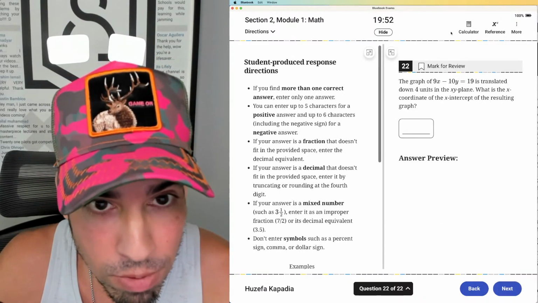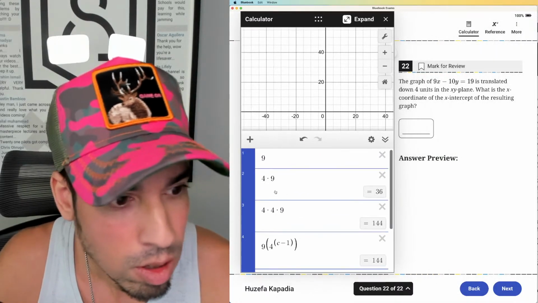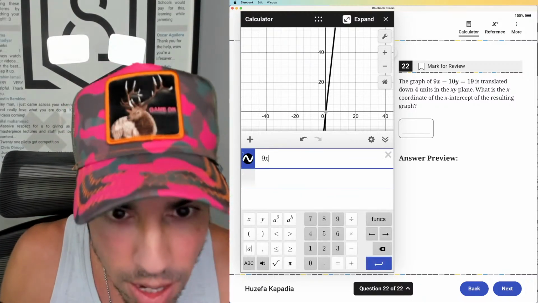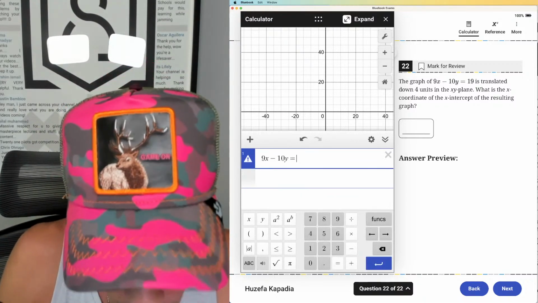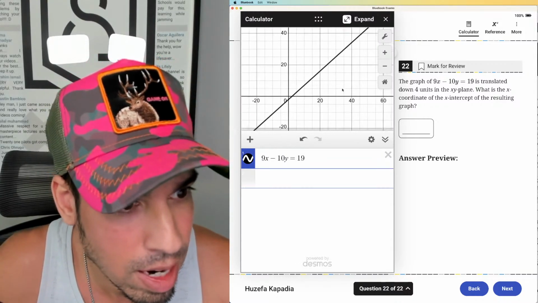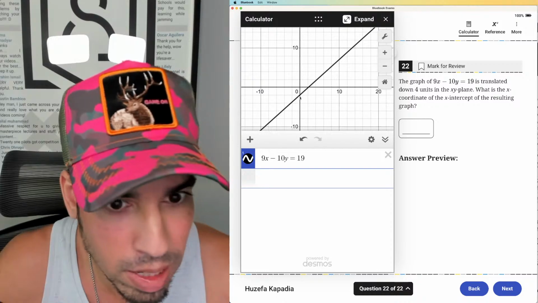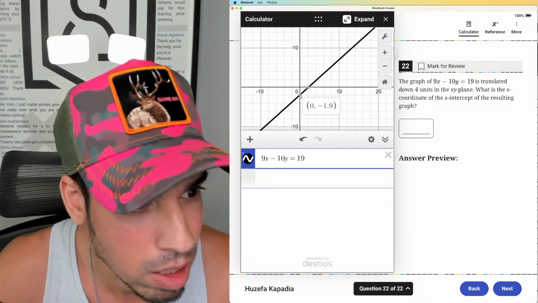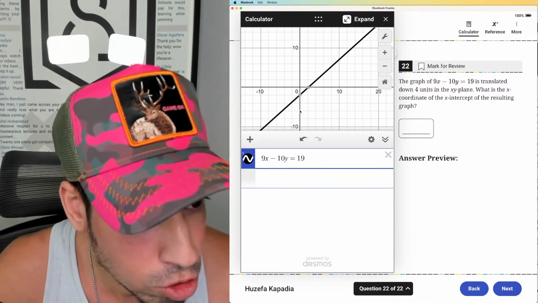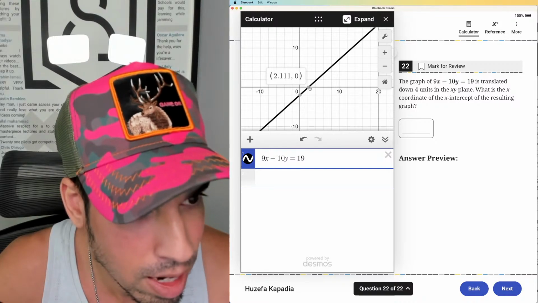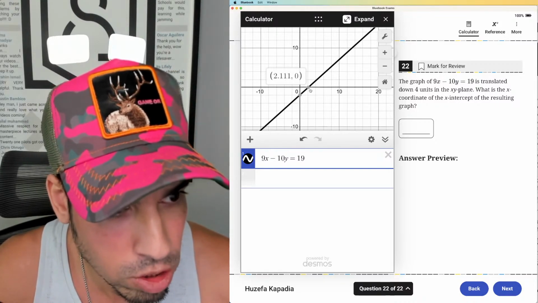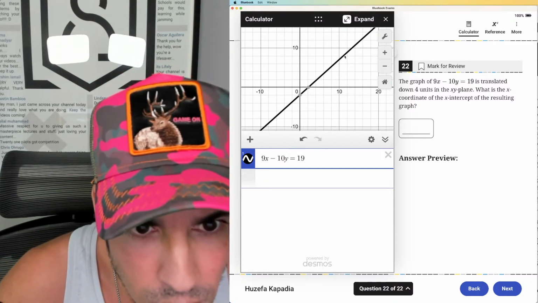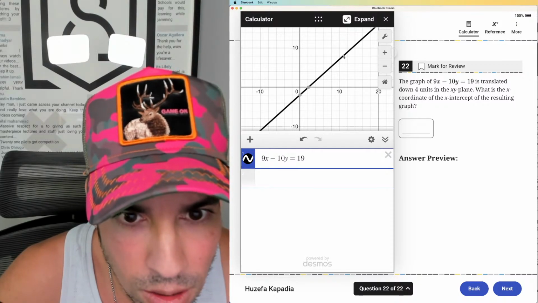Okay, this one is great for Desmos. Watch this. Hold on one second. So we got 9x minus 10y equal to 19. And they said it's translated down 4 units in the xy plane. Well, look, check this out. I can't really annotate, but if we're going 4 units down, we go 1, 2, 3, 4. And we want to know what's going to be the new x-intercept. So what point is 4 above the x-axis right here? Wait, did I write that right? 9x minus 10y.